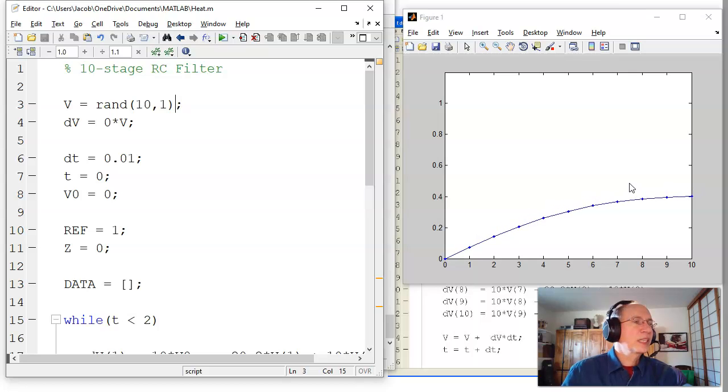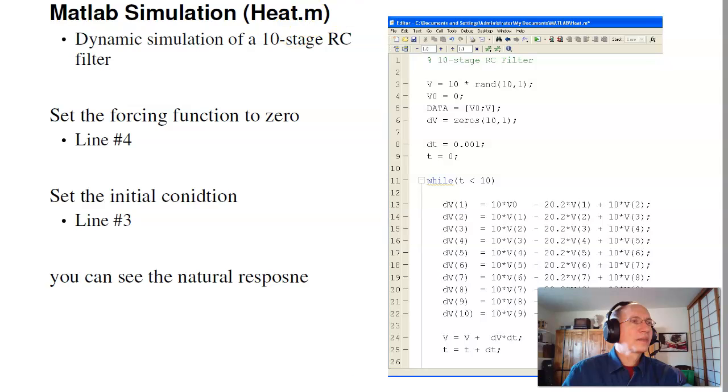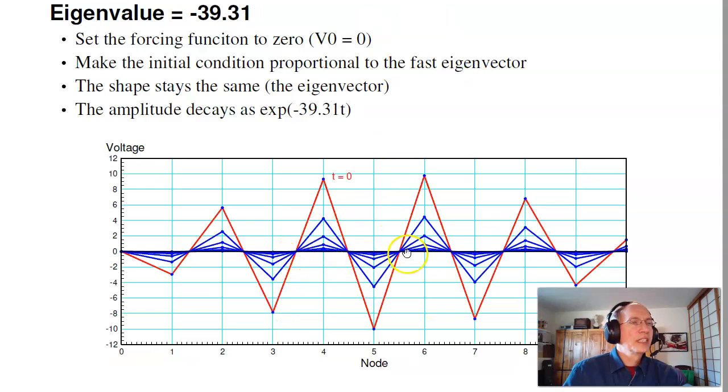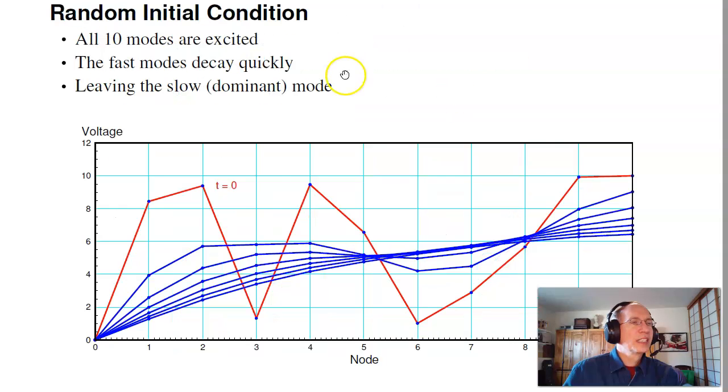There's also one thing kind of impressive about MATLAB. MATLAB is not designed for animation, but it does a pretty good job at it. So again, as I mentioned, there's the fast mode, slow mode. Here's the slow mode. Here's the fast mode. And here's a random initial condition in red. The random initial condition quickly decays into the slow mode.